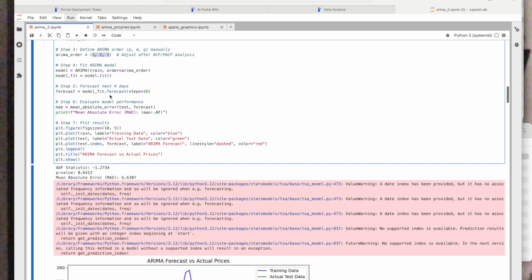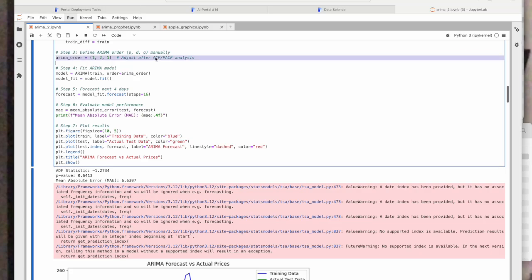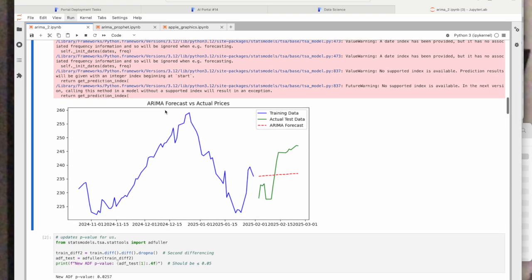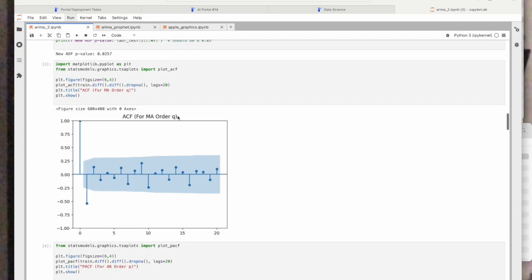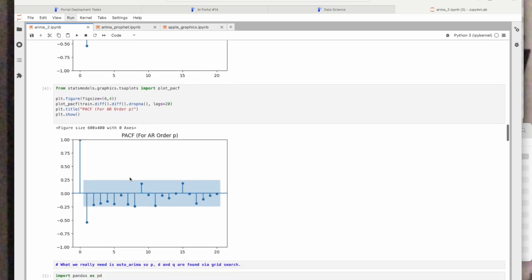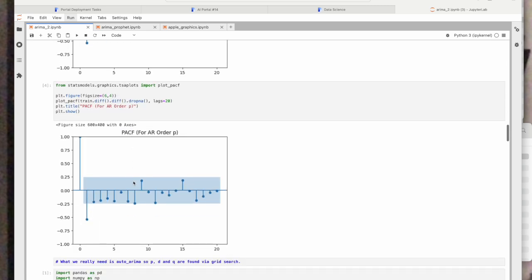And we can look at the ACF and the PACF to see if we're getting the right Q. We use the ACF test, and the right P is the PACF test. But here what we need to do is to use ARIMA, so P, D and Q are found via grid search.